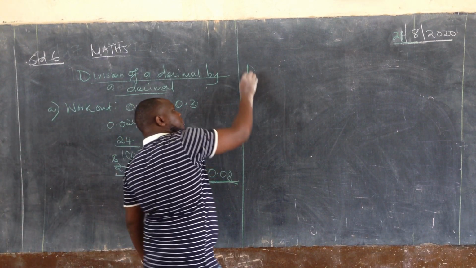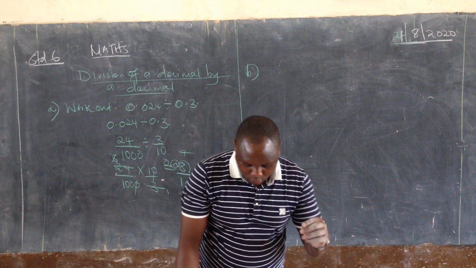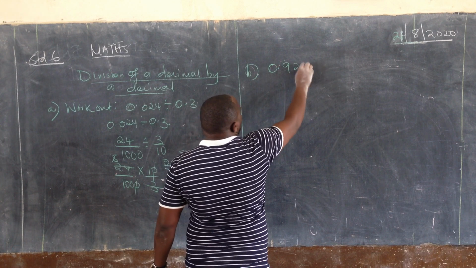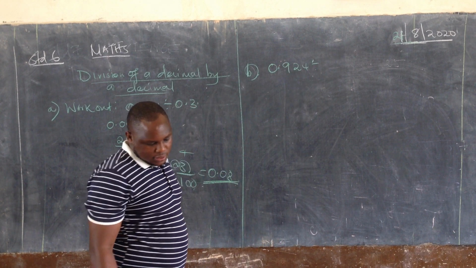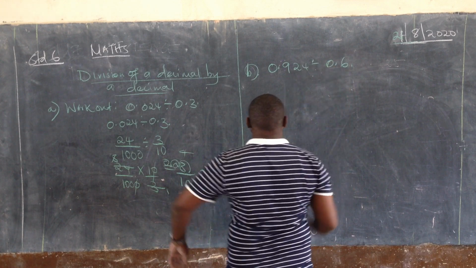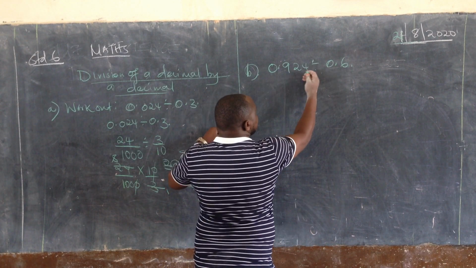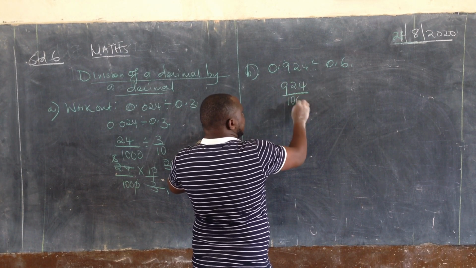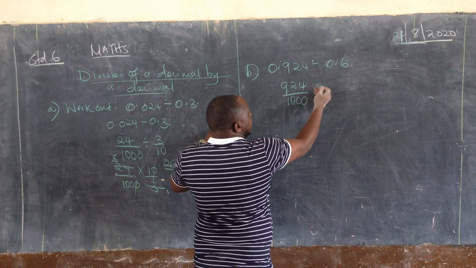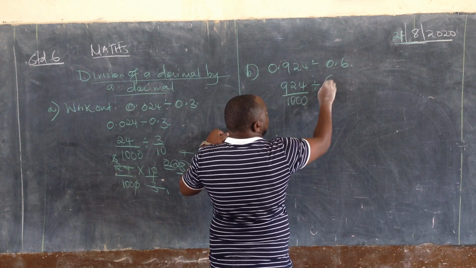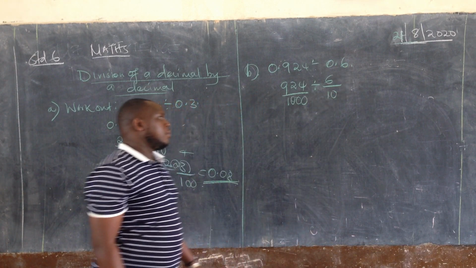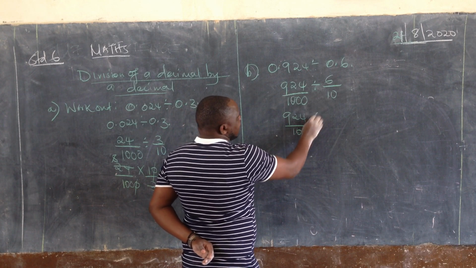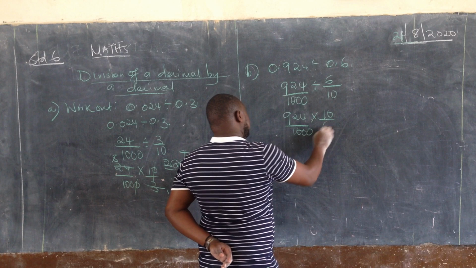Let's try another example. Example B. 0.924 divided by 0.6. Let's see, learner. So the first step is to make this a fraction. This is simply 924 over 1000. We just count the number of decimal places. Divided by 6 over 10. From there, this is 924 over 1000 times the reciprocal, which is 10 over 6.